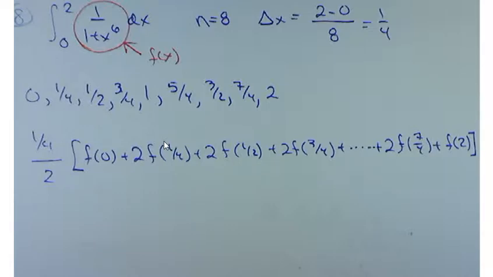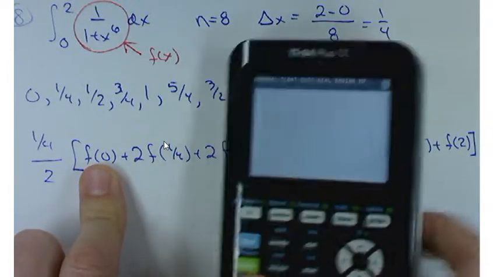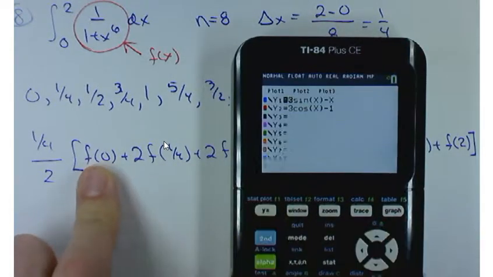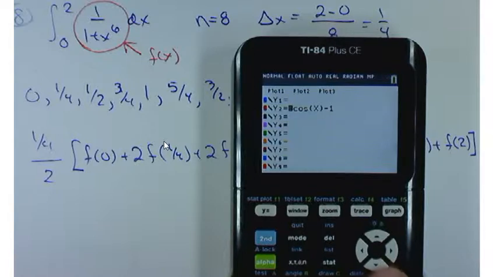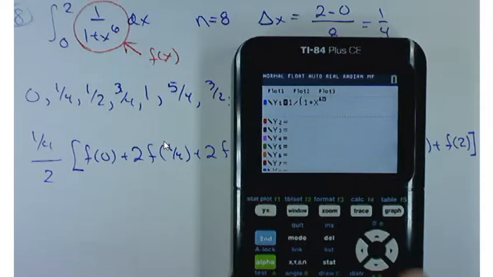So there's a couple ways that you can make your life a little simpler in terms of trying to find these values. Personally, if all I had was a calculator, here's what I would do. I'd start by plugging in the function y equals 1 over 1 plus x to the 6th: 1 divided by parentheses 1 plus x raised to the 6 parentheses. So there's my function.